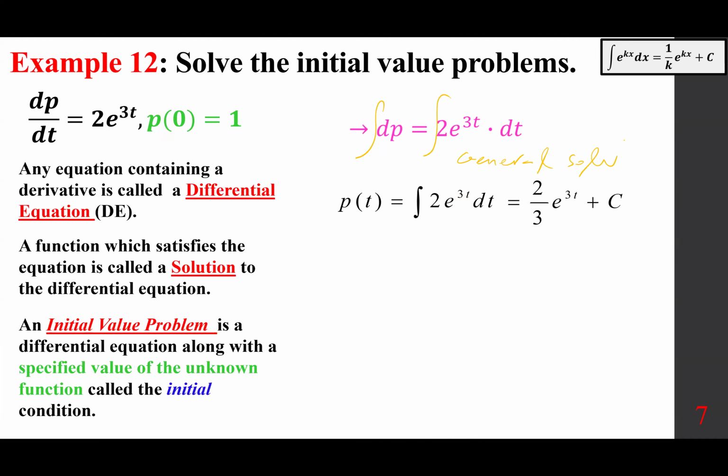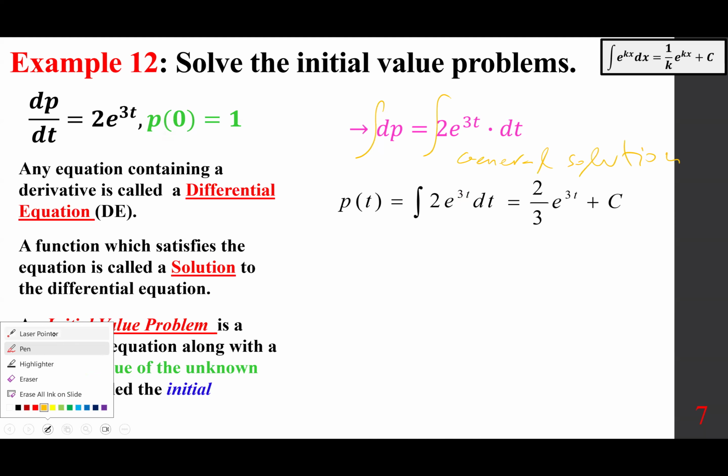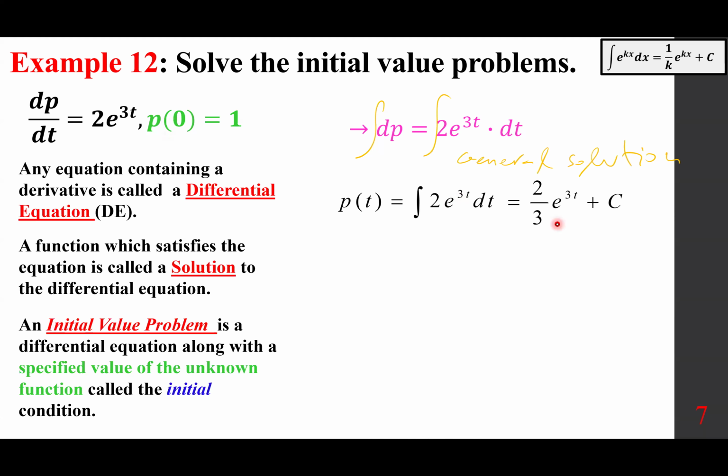Because there are infinitely many solutions here. This is a family of functions because we don't know the value of the constant. That's okay. However, we have the pair P of 0 equals 1, meaning 0, comma 1, means replace the independent variable, in this case t, with 0, and the dependent variable P of t with 1. That's the meaning of it.